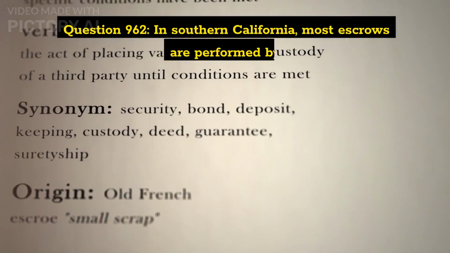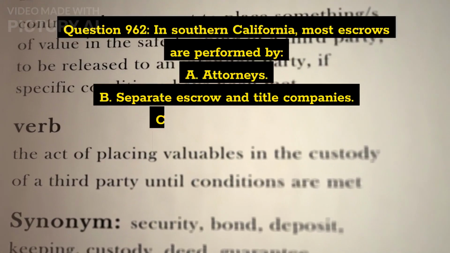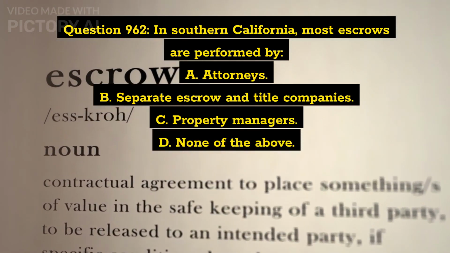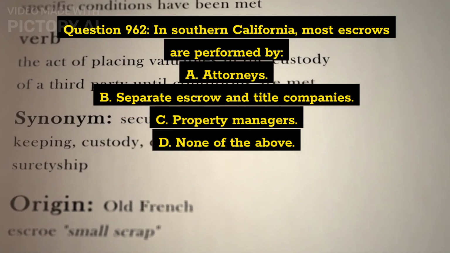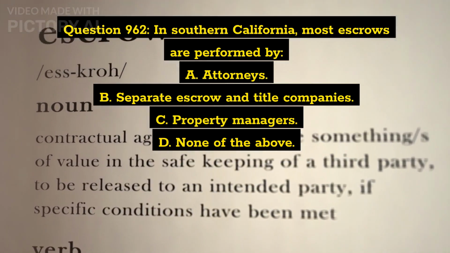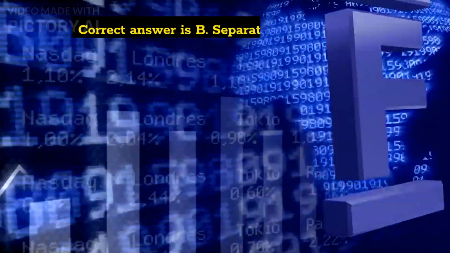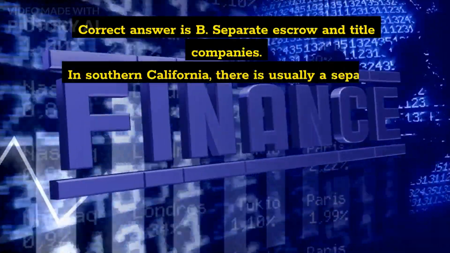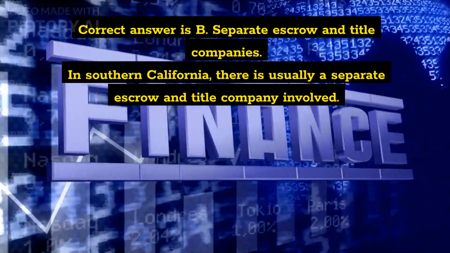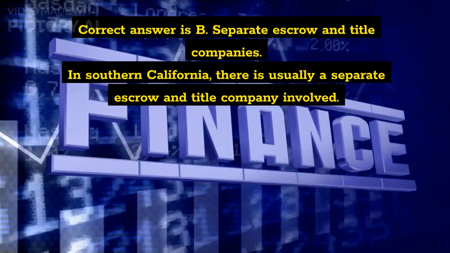Question 962. In Southern California, most escrows are performed by: a) attorneys, b) separate escrow and title companies, c) property managers, d) none of the above. Correct answer is b, separate escrow and title companies. In Southern California, there is usually a separate escrow and title company involved.